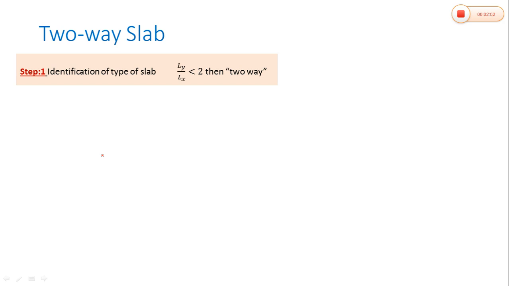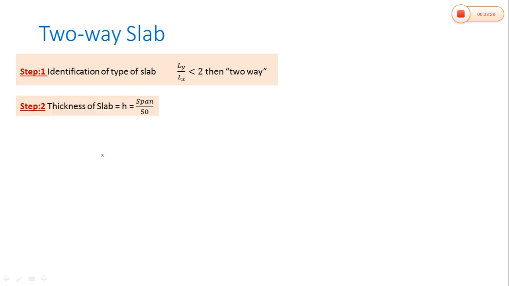Now we are going to see the design steps of two-way prestressed slab. So the very first step to design the two-way prestressed slab is to identify the type. So the identification of the type of slab is based on two criteria. One is the support condition and second is the Ly by Lx ratio. So here, if the Ly by Lx ratio, meaning longer side divided by shorter side, is less than 2, then we are going to call it a two-way slab.